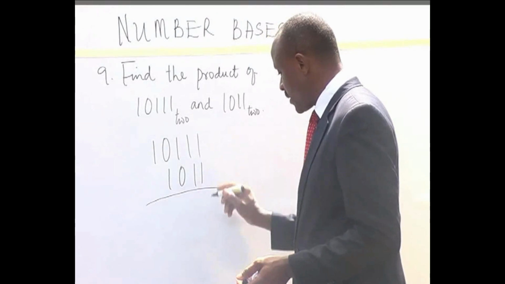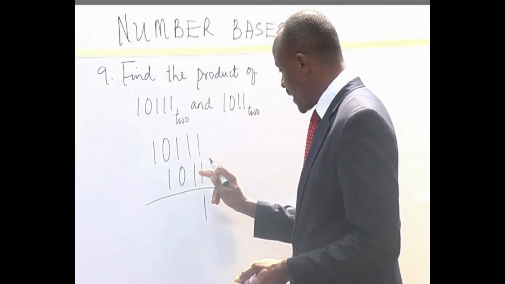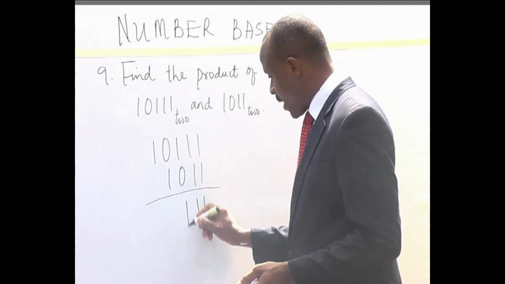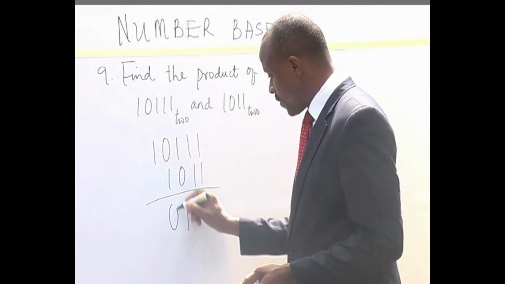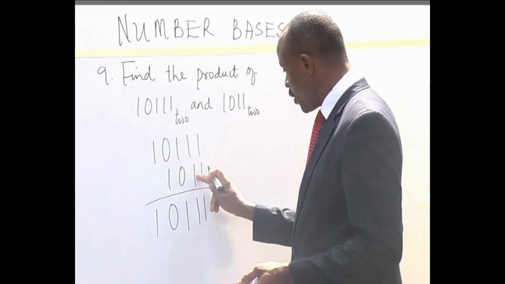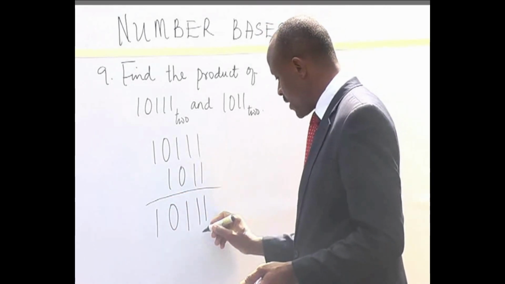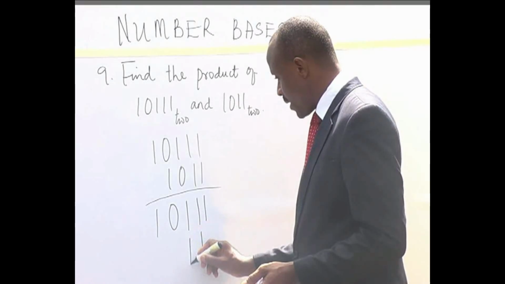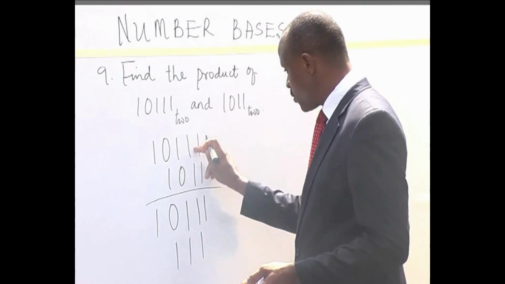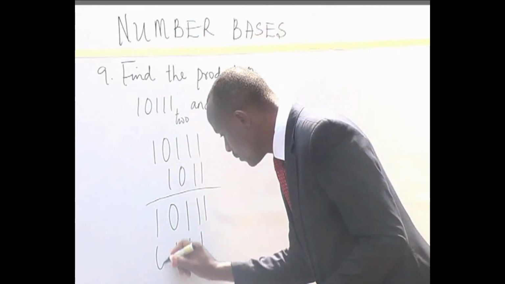1 times 1 is 1. Even in Jupiter, 1 times 1 is another 1. Is another 1. 1 times 0 is 0. 1 times 1 is 1. We are going to the next one. Times 1 is 1. Times 1, 2, 3, then 0 and 1.